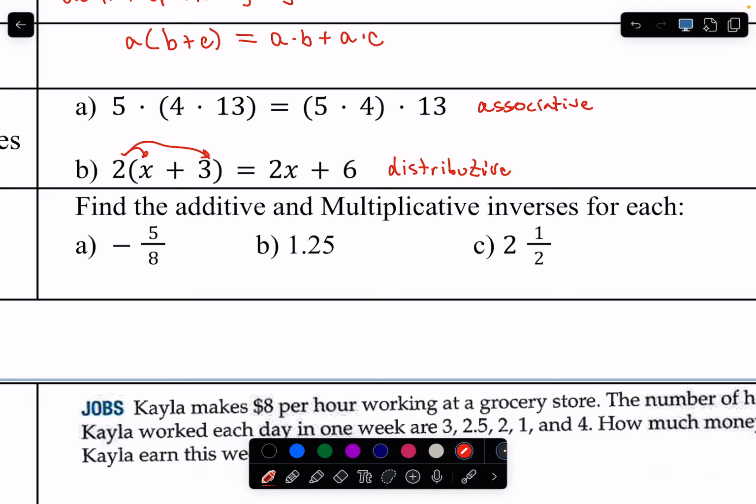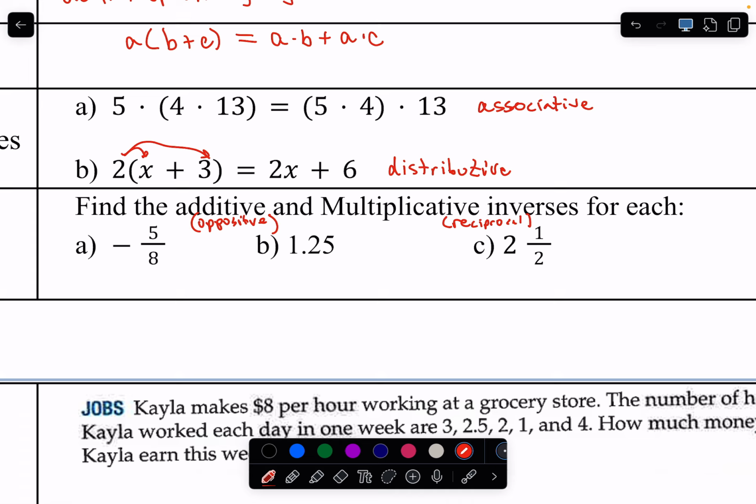Okay, so now let's talk about finding the additive and multiplicative inverses. Remember, the additive inverse, we want to get 0. So this is going to be the opposite. The multiplicative inverse, we need to multiply and get 1. So this is going to be the reciprocal. So when you read additive inverse, think opposite. Multiplicative inverse, think reciprocal. If you jump to that in your head, you're going to get it right every time.